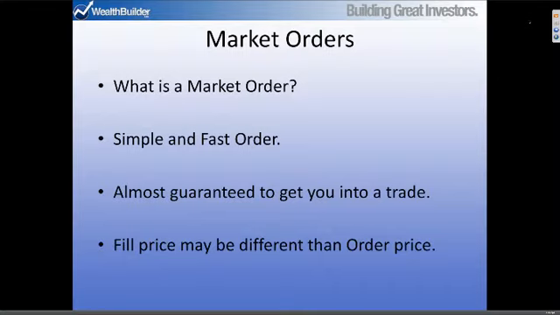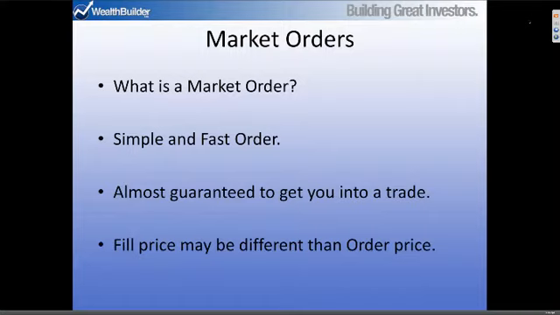The main benefit of a market order is that your order is almost 100% guaranteed to get you into a trade. The disadvantage is that you're not guaranteed the fill price will be the same as your order price, especially if you're trading in a volatile market. So be aware that there may be some slippage with market orders, or any order for that matter, if you're trading in a volatile market.